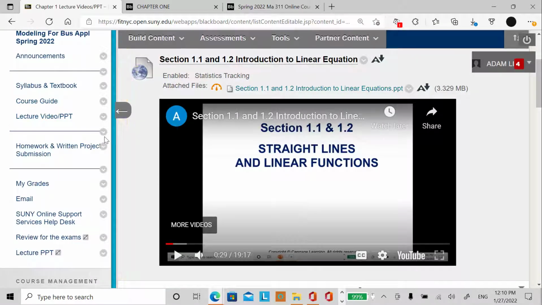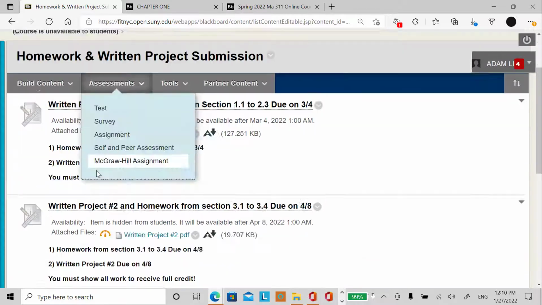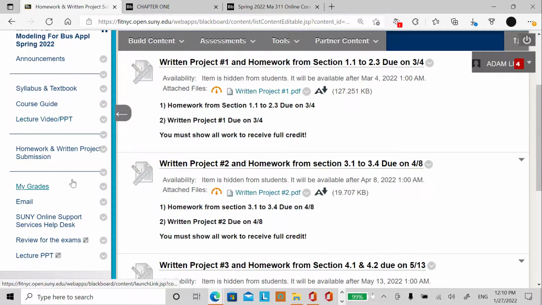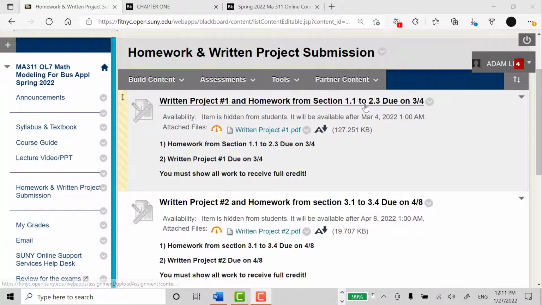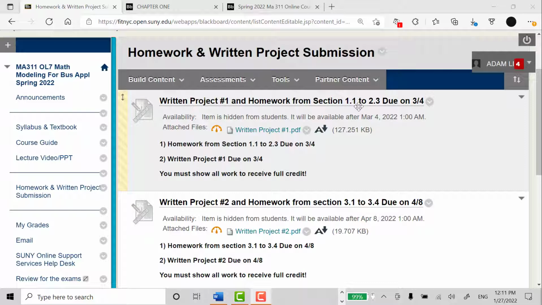In terms of completing the homework and the written project, I'm going to go here under the homework and written project submission. Again, this is not available yet. It will be available on March 4th. The first written project homework from section 1.1 to 2.3 will be available March 4th, 2022 at 1 a.m.